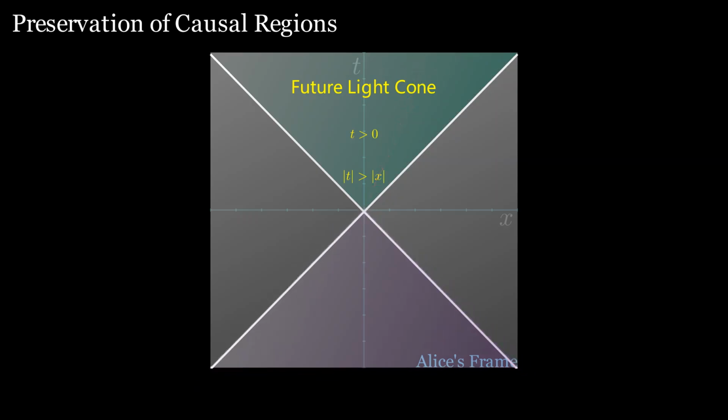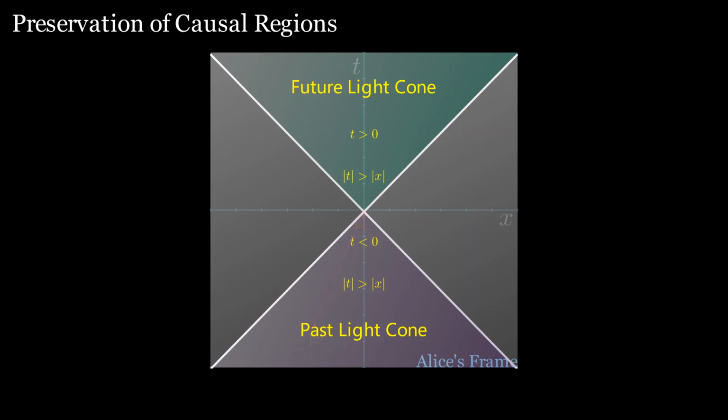In the region below, the time coordinate is negative, and the absolute value of the time exceeds that of the spatial coordinate. This region is termed the past light cone. From any point in this region, it is possible to travel to the origin at sublight speeds, indicating that any spacetime point within this region can potentially influence the event at the origin.